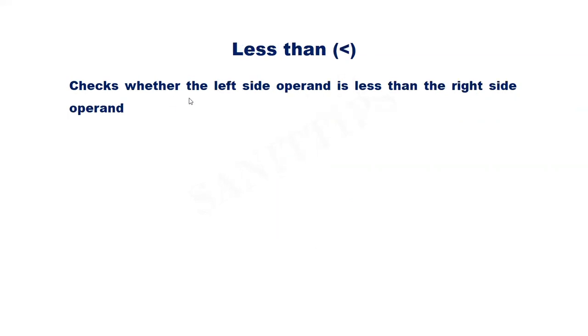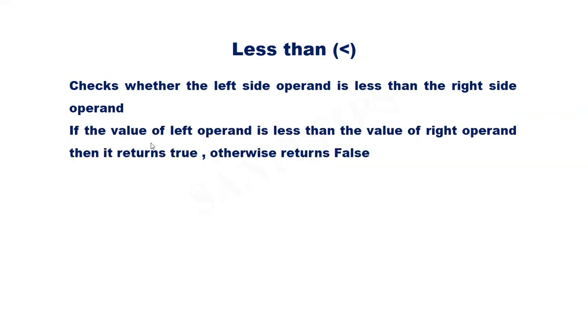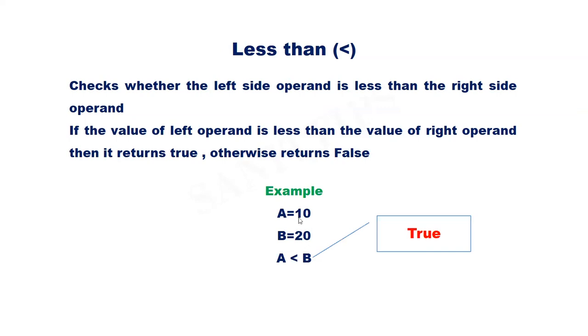Less than checks whether the left operand is less than the right side operand. If the value of the left operand is less than the value of the right operand, it returns true, otherwise it returns false. For example, assume A equal to 10 and B equal to 20. A less than B will return true, since the value of A is less than the value of B.